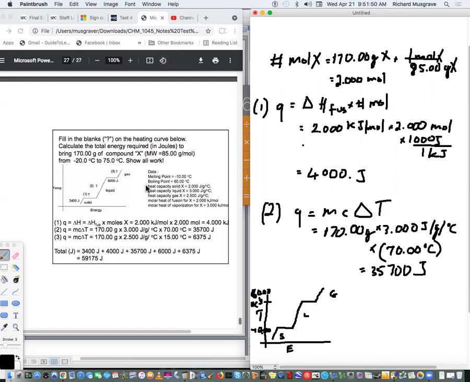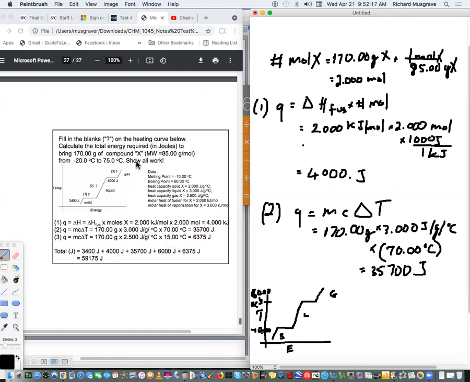Okay, so for number 3, that's another slopey part of the graph here. That's going to be MC delta T as well. So again, it's going to be 170.00 grams. That's what's given here in the question. And then 2.500 joules per gram per degree Celsius. That is the heat capacity of the gas, because that is the gas there. And then it's going to be 15.00 degrees for the change in temperature.